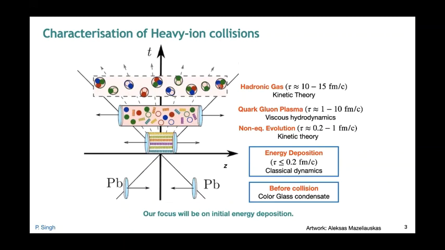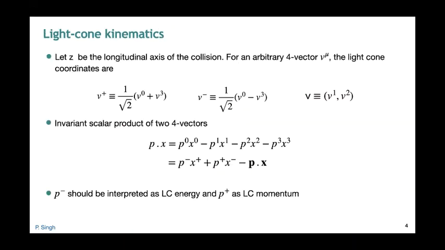Here, the fireball expands and cools down until the temperature falls below some critical value, where the fluid falls apart into a gas of hadrons, which then scatter quite a few times among themselves and then freely stream towards the detector. Even in the pre-equilibrium stage, we are normally interested in the description of the dense colliding nuclei and the energy deposition. So now let me talk about the light cone kinematics, which turns out to be the most efficient way of dealing with high energy scattering processes.